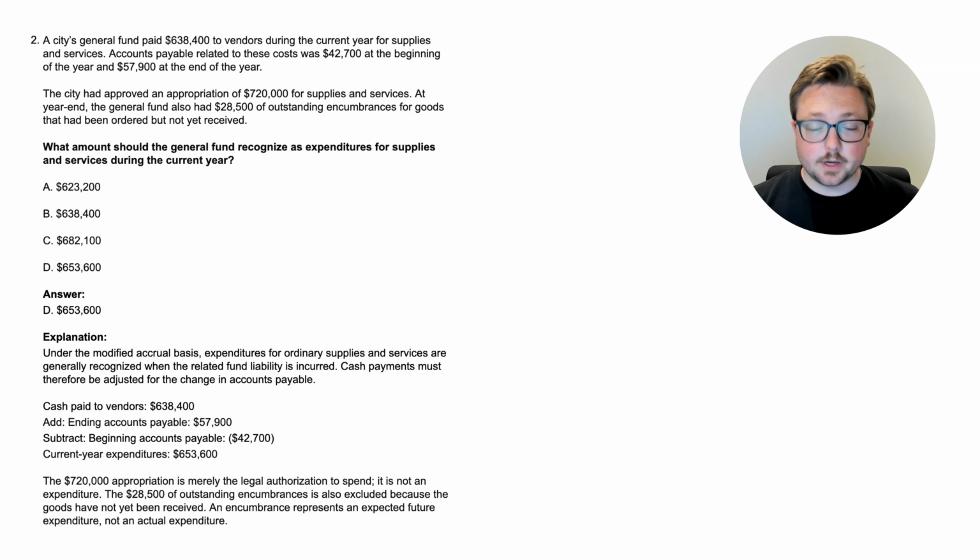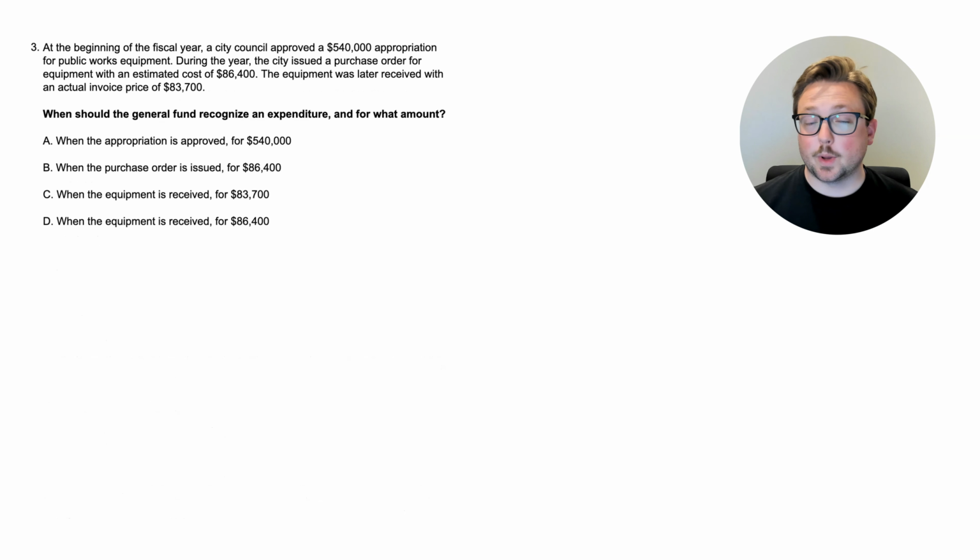So we learned a little bit more here. Now let's go to the next question. Okay, here we are at question 3. When should the general fund recognize an expenditure and for what amount? So we're learning a little bit maybe about the timing here.